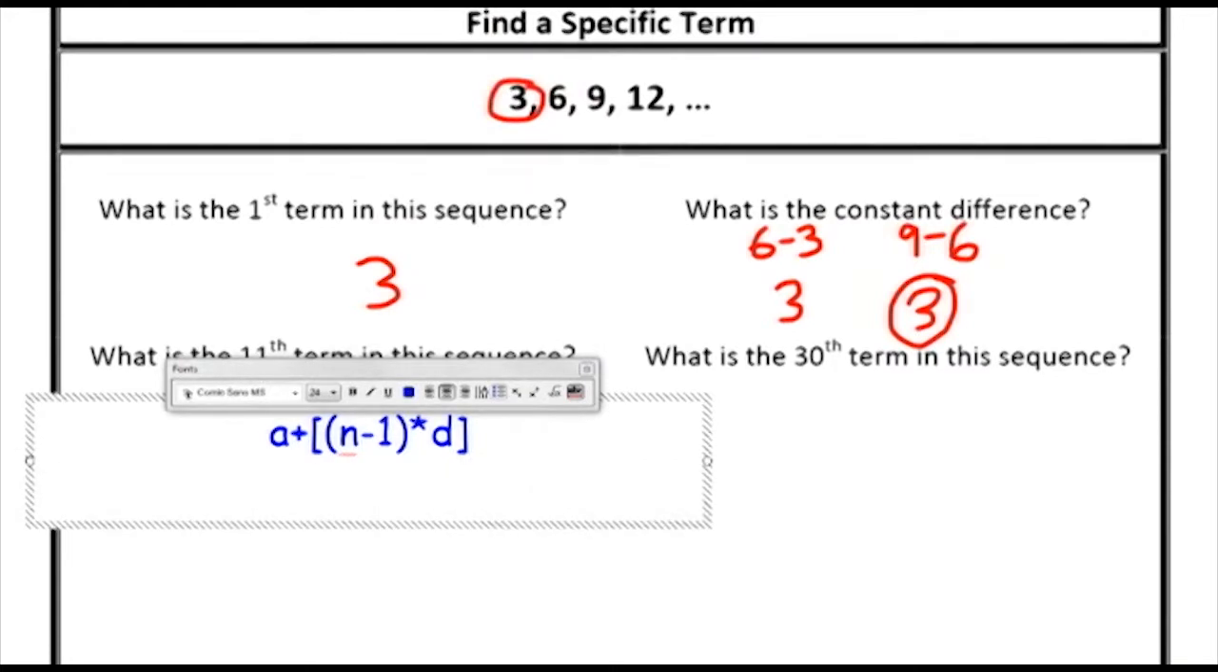Now I'm going to go back and replace everything. A is my first term, so that's 3, plus bracket. I'm looking for the 11th term, so 11 minus 1, times the constant difference of 3.